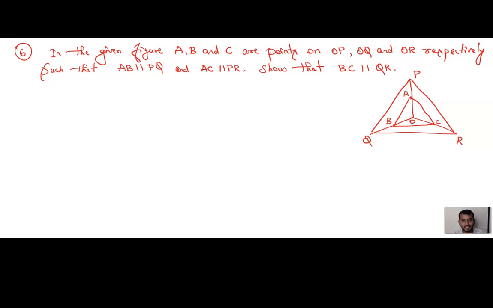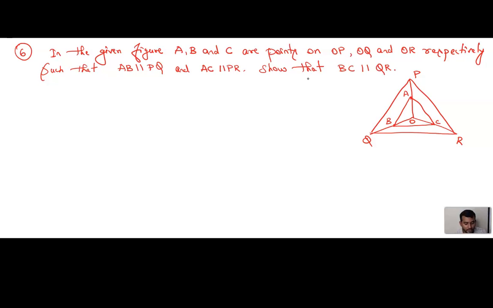Yes, children, this is a very interesting problem. Let's solve. See the question. In the given figure, A, B and C are the points on OP, OQ and OR respectively, such that AB is parallel to PQ and AC is parallel to PR. Show that BC is parallel to QR. So easy. Only the answer is there, which we want to find. Let me solve step by step.